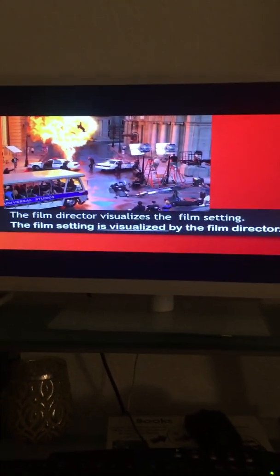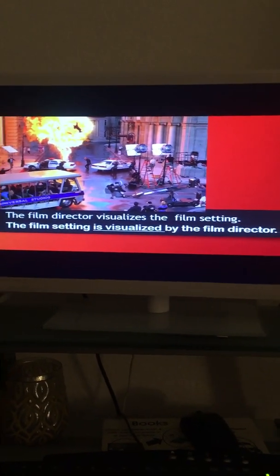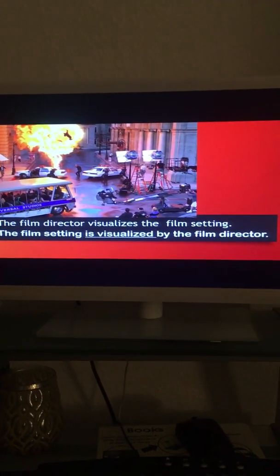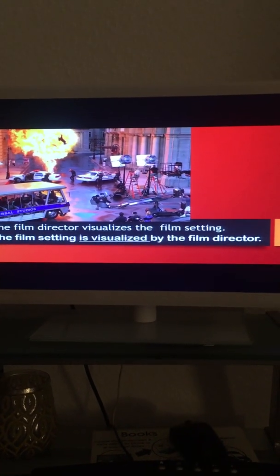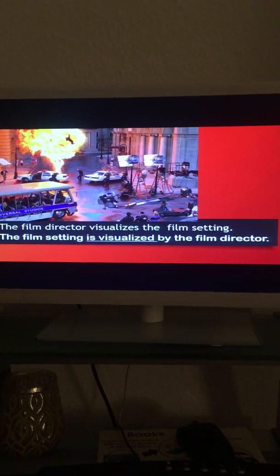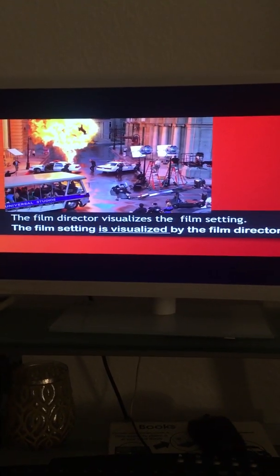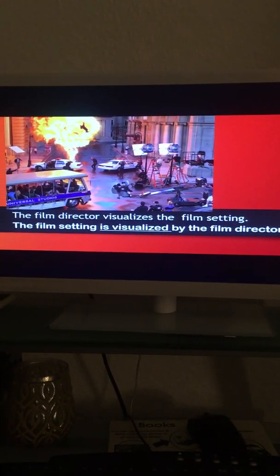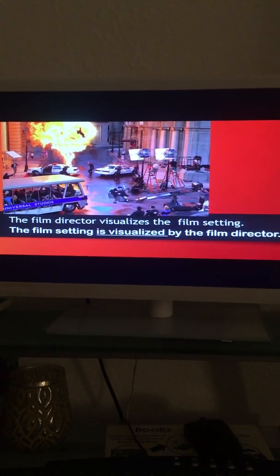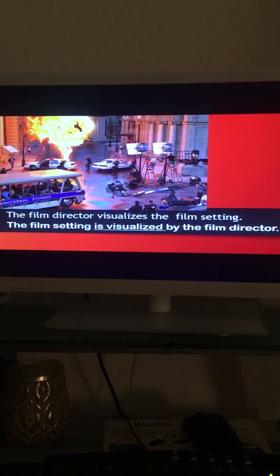So we've got two sentences here. The film director visualizes the film setting, and the film setting is visualized by the film director. Which of these sentences do you think is the passive voice? Where can you see a passive sentence?